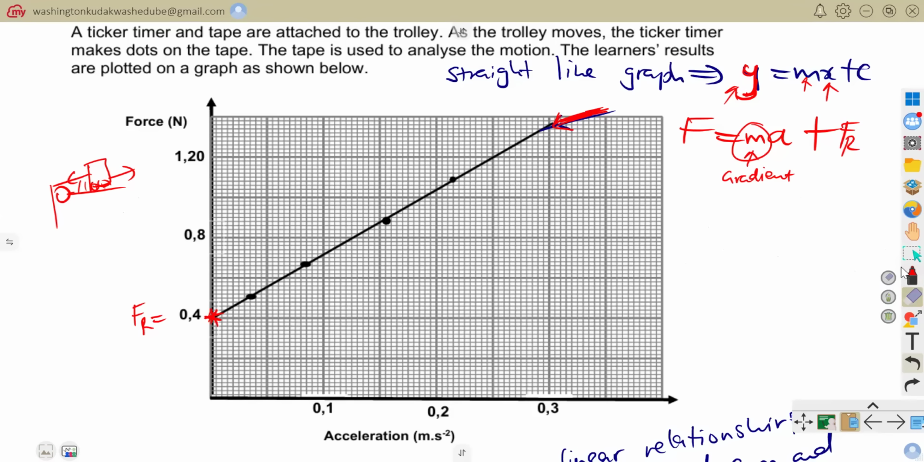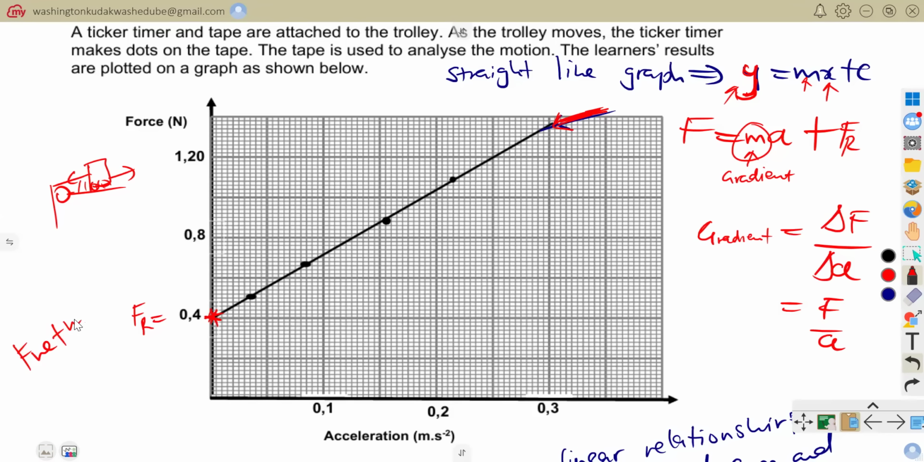Now I would look at my graph. I have got F that side. My gradient can actually be equal to change in F over change in acceleration. This is simply saying force over acceleration. And we know that from Newton's second law, F net is equal to mass times acceleration. So my mass is given by F net divided by what? By acceleration. So force over acceleration gives you your mass.